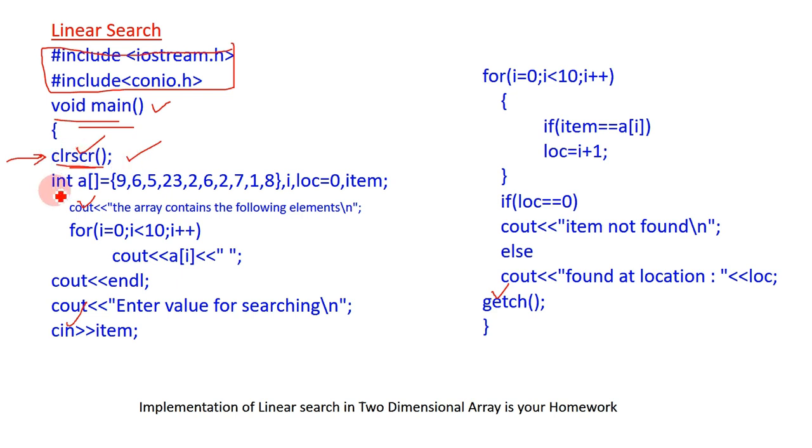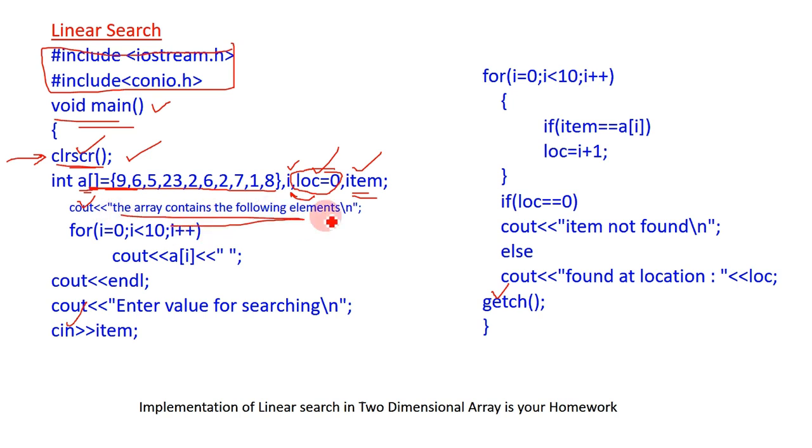Then we assign an array of values 1 2 3 4 5 6 7 8 9 10, 10 values. We declare an array A and assign a value to each and every location, 10 locations. I shows the index of the array. LOC works just like a flag, as well as the location or the index. And the item is what we want to search.